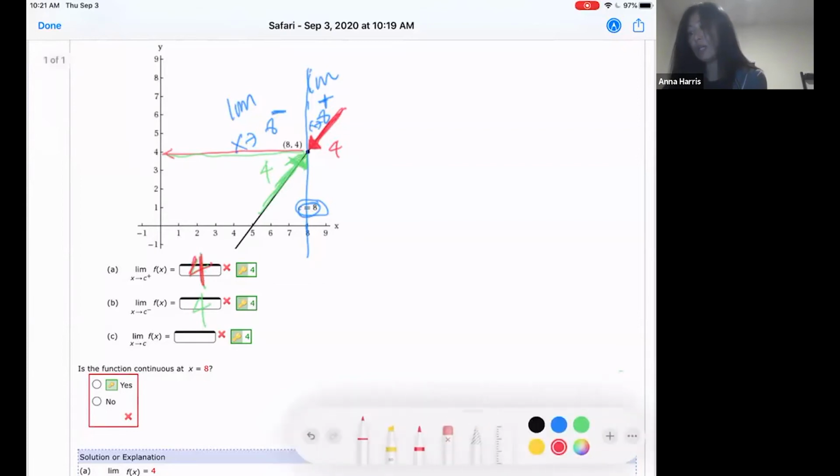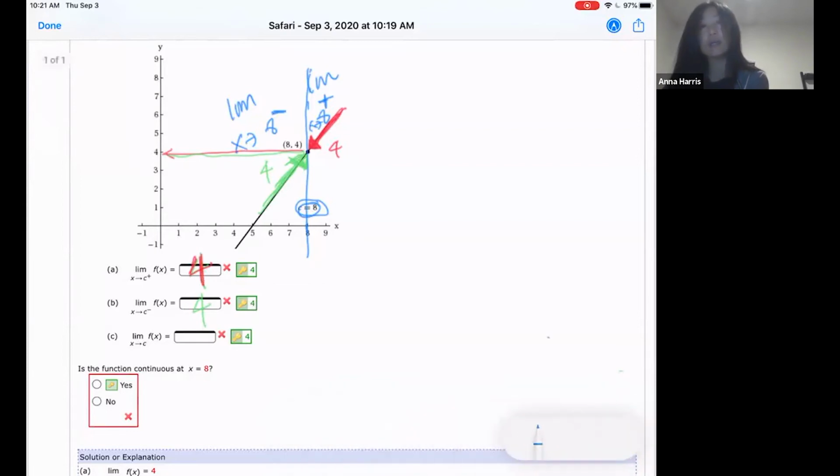So what can you tell me? Do I have the limit? What is my limit? 4. Because your left-hand side and your right-hand side both approach what number? 4, y equals 4. So when x approaches 8, the limit is 4 from the right-hand side and the left-hand side.